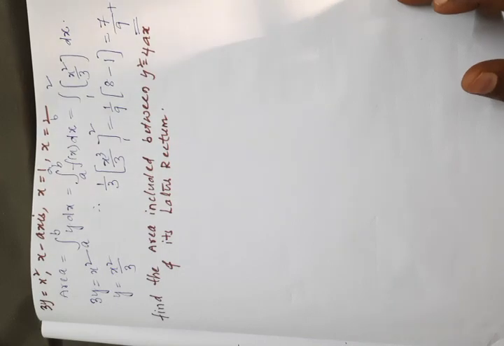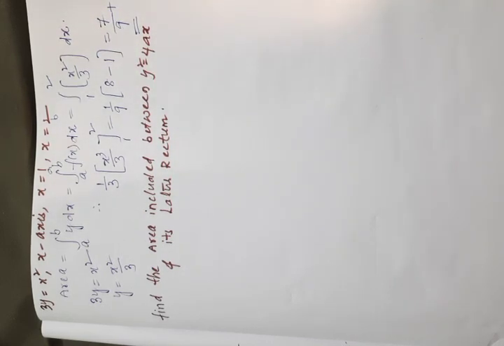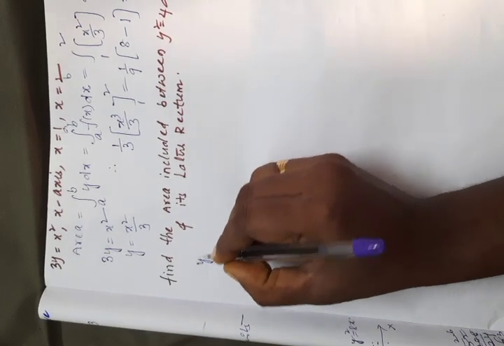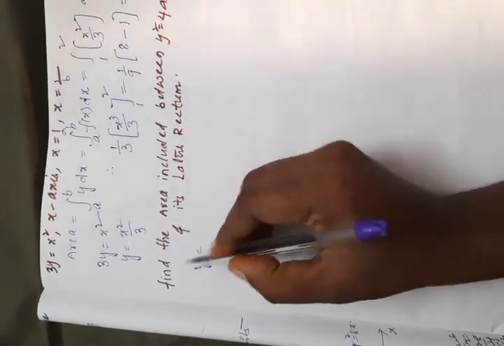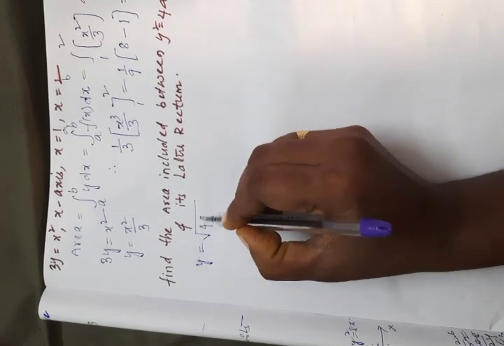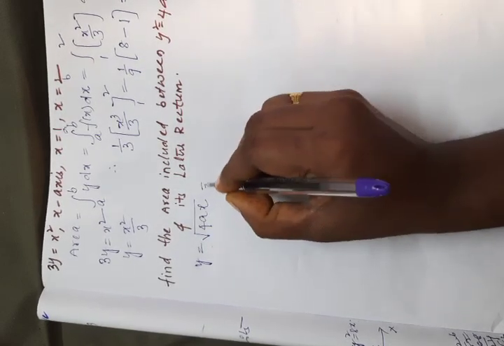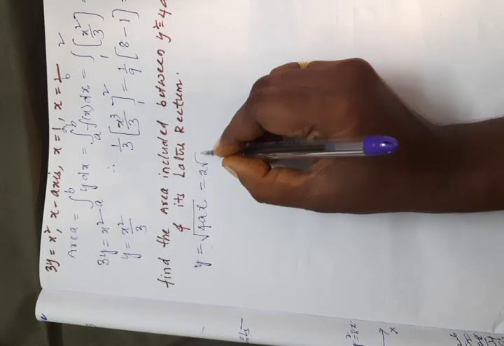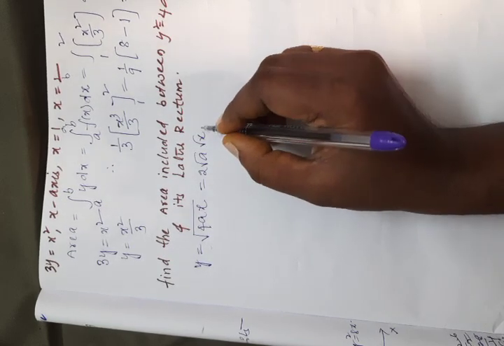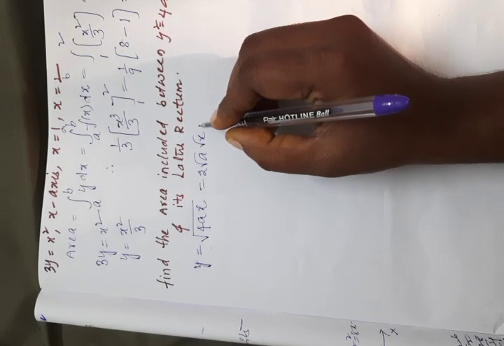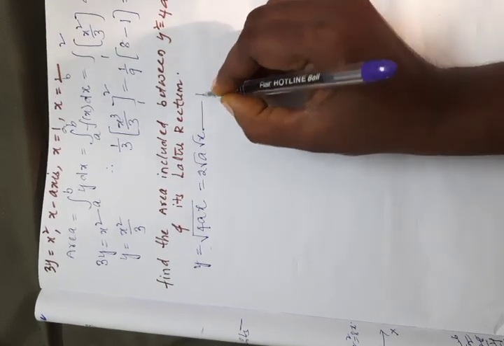So our next question is: find the area included between the parabola y square equal to 4ax and its latus rectum. This question is concept oriented. The given parabola is y square equal to 4ax. Now we can write it as y is equal to root of 4ax. Root 4 is 2, so y equals 2 into root a into root x. The equation y square equal to 4ax we assume as equation 1.